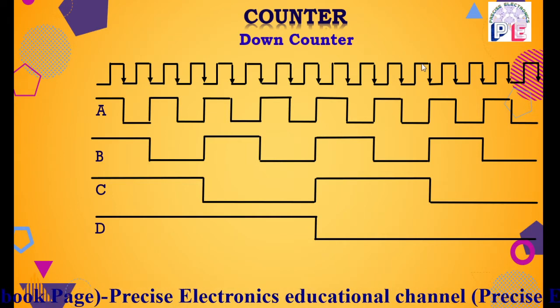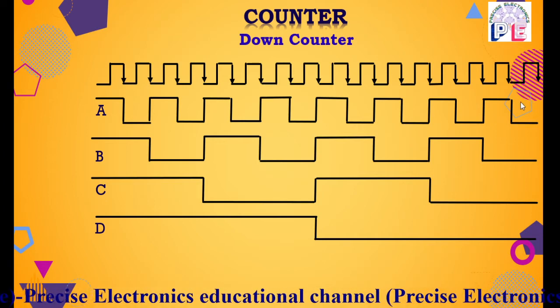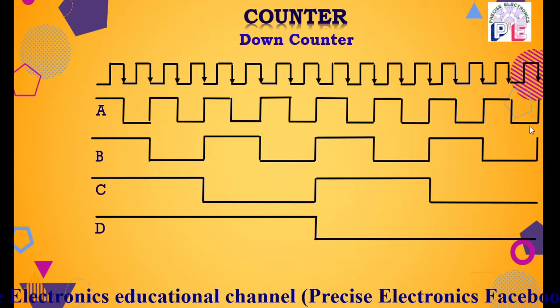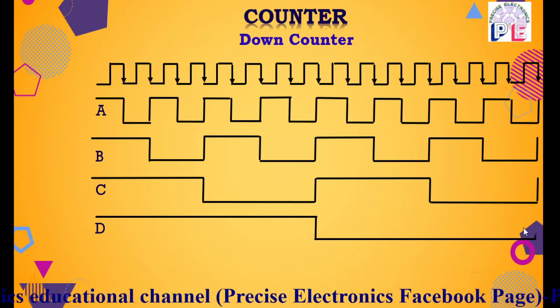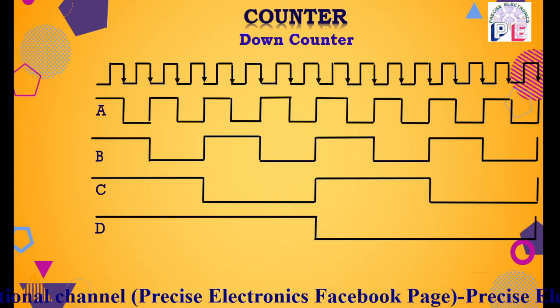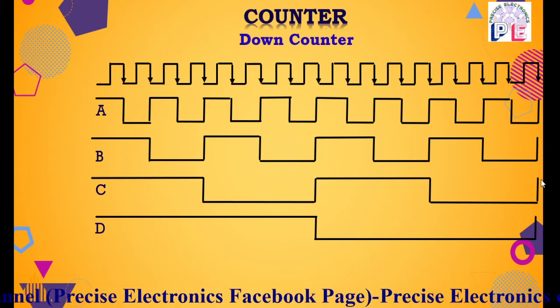So at the last clock edge, the first flip-flop changes its state from 0 to 1. The second flip-flop, that is the B flip-flop, changes state from 0 to 1. C changes state from 0 to 1, and D also changes state from 0 to 1. So that is our initial stage. The output of the counter at the last clock pulse is 1111.